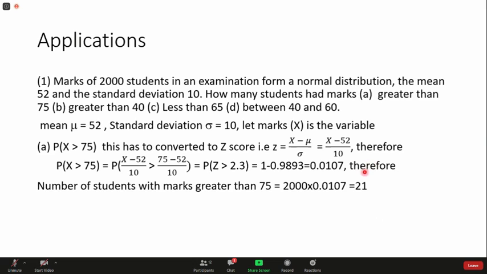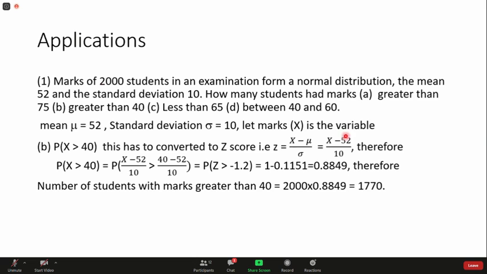You get the 21. See, 21. Actually, what is the 21? Out of 2000 students, only 21 get marks greater than 75, based on this normal distribution with the standard deviation and the mean value given here. That's how we do the first part.